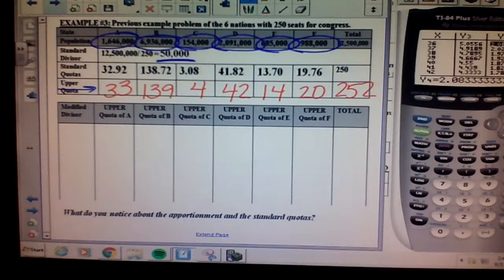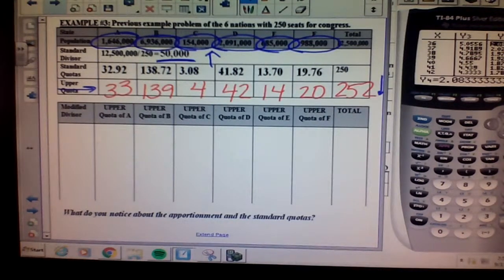Miss Mills. Think you got it? So that number needs to go down, so I need to guess a number that's higher than 50,000. You got 252 when you gave out upper quotas, okay? So I need to bring 252 down to 250, which means I need to guess something that's higher than 50,000. Oh, I did that. Okay. Yes, it's always up. It's upper quotas here.